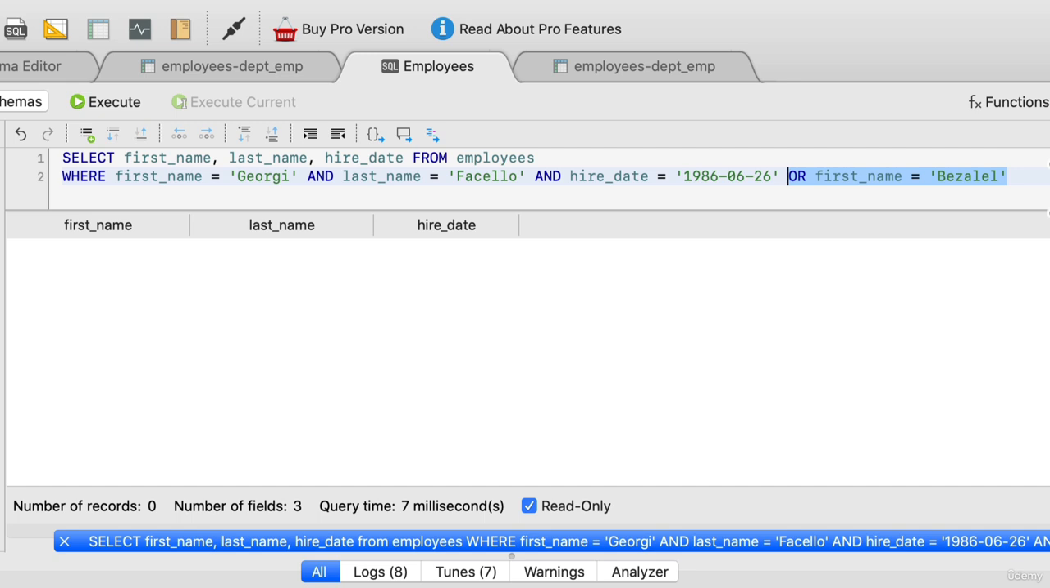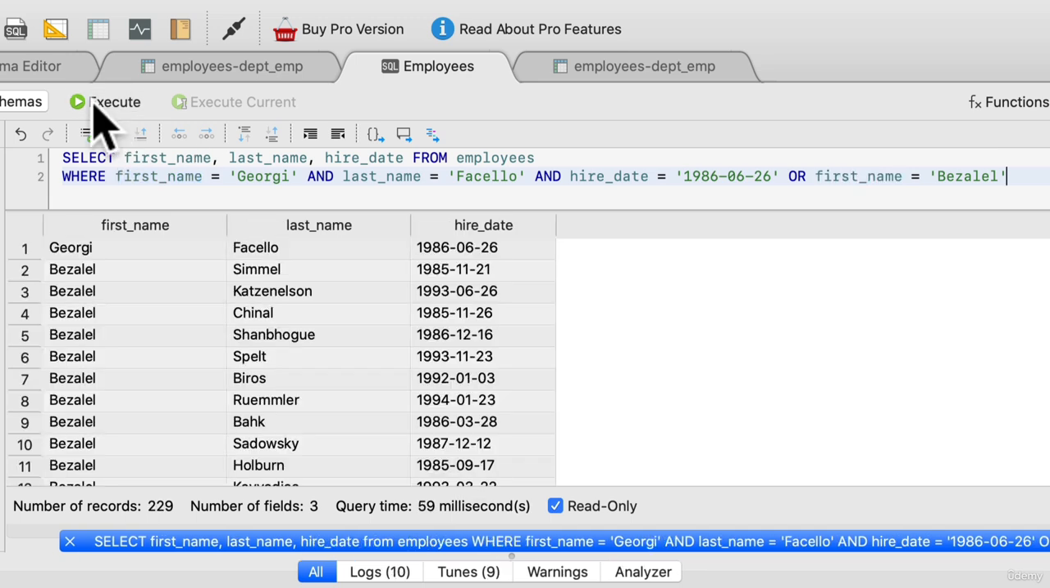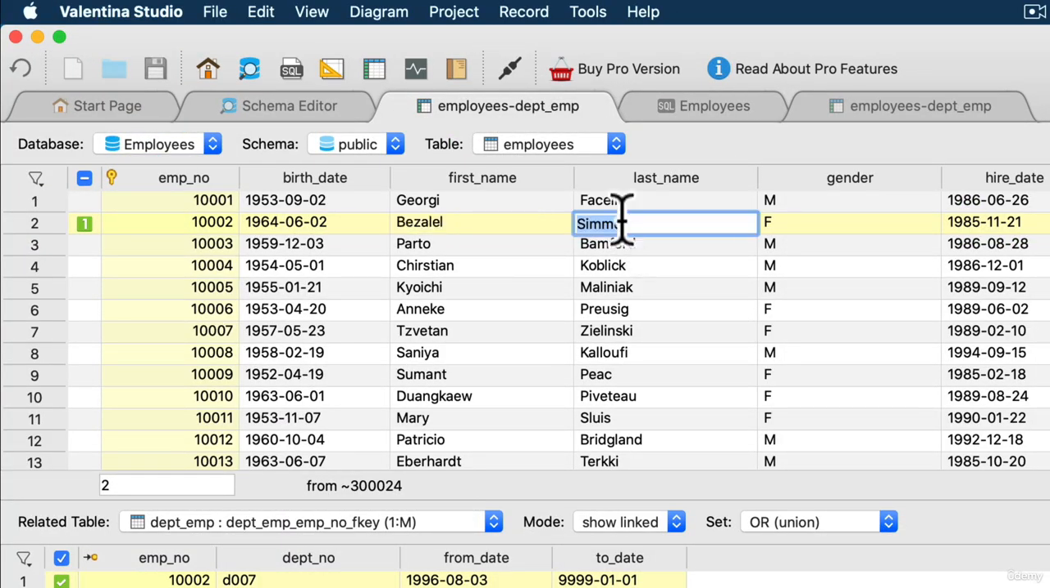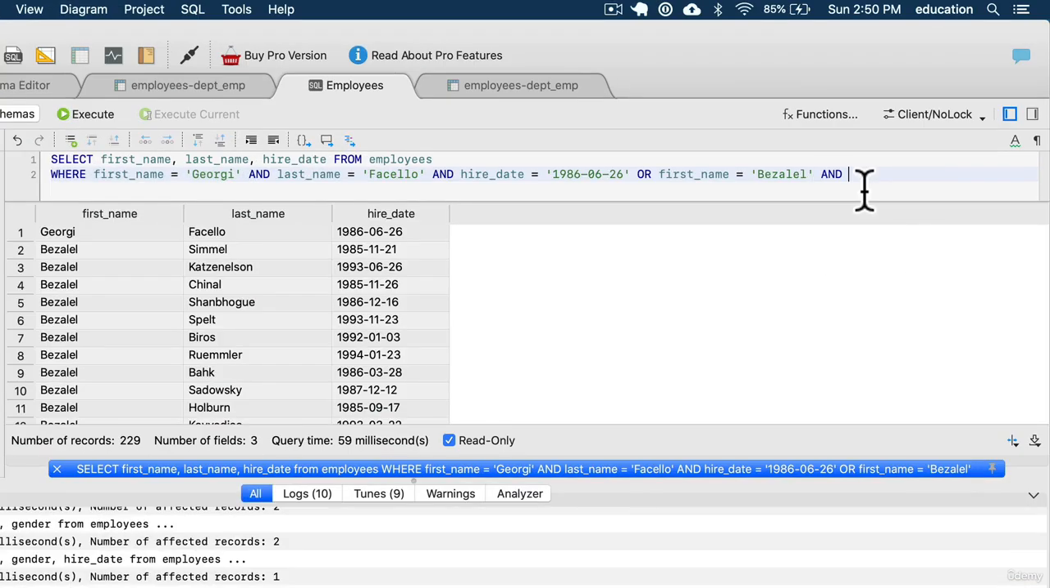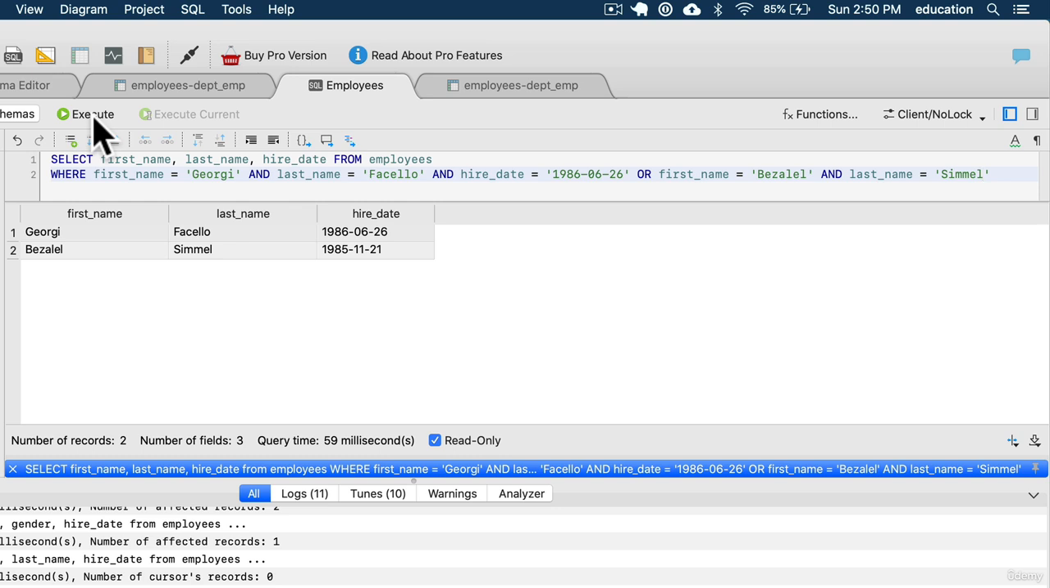So just think of it this way. When you do AND, you're checking that specific piece of information that we're looking at, like first name, matches both those criteria at this point. But when you do OR, you're saying OR the first name equals Bezalel. So let's see what that does. Okay, so now we've gotten back multitudes of information, but we only want this Bezalel. So let's filter on our last name as well. And last name equals Simel. So let's execute that. Now we only have 2 people back.